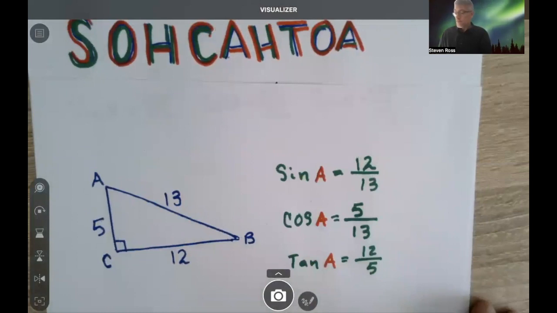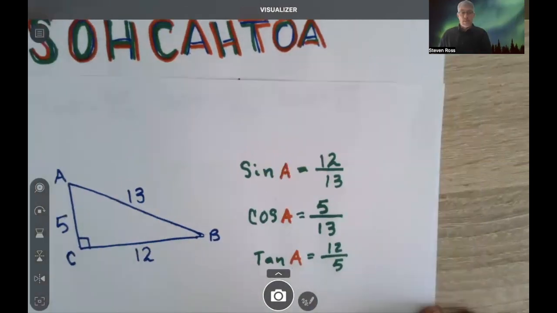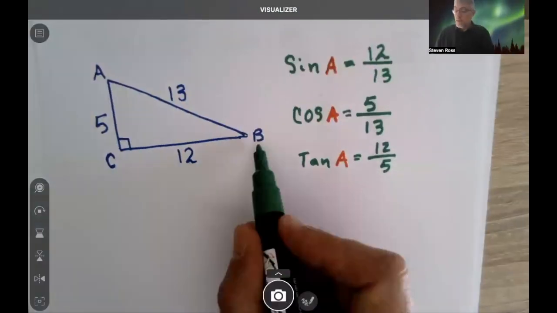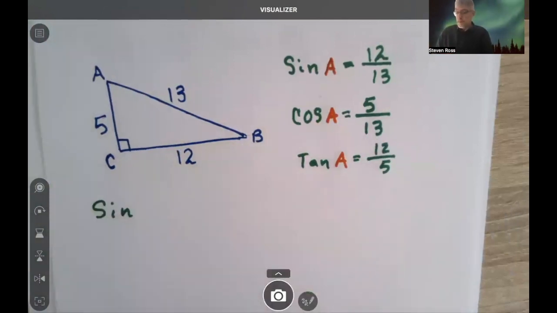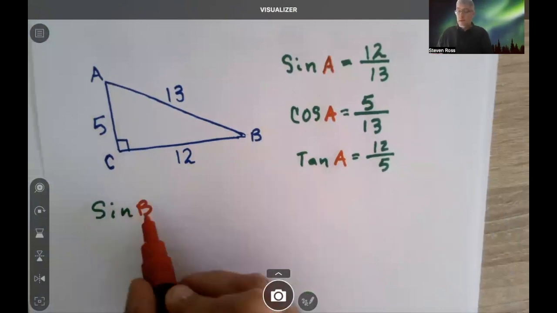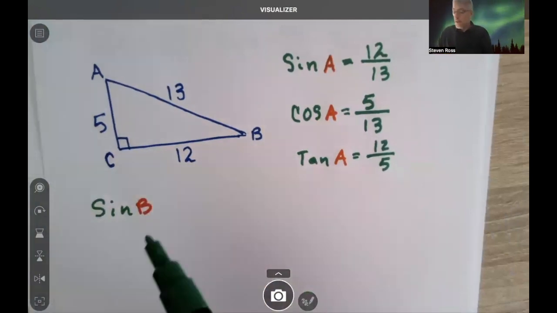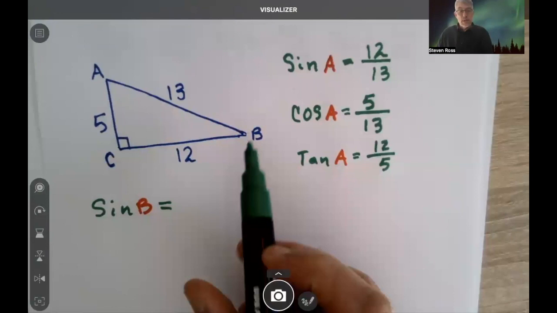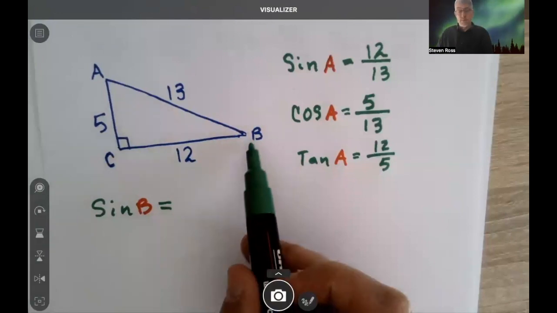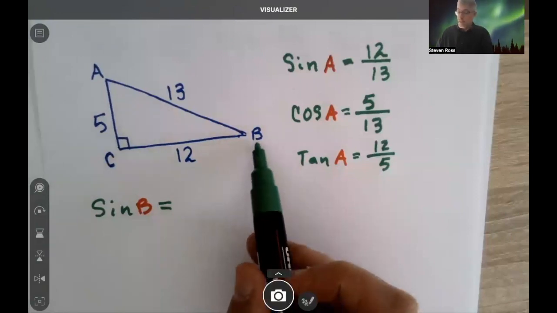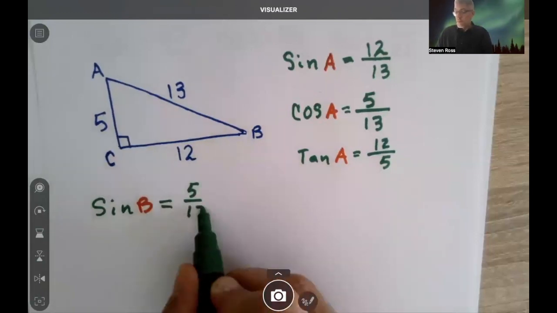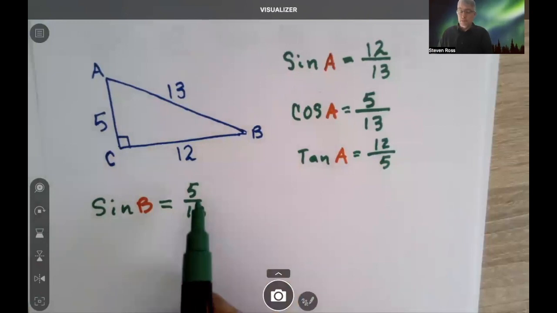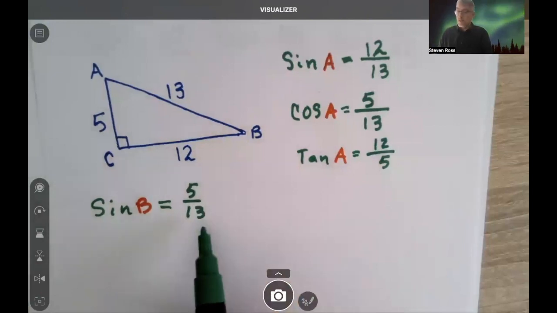Okay, that's for angle A. So what about angle B? I'm going to start with the sine of angle B. And it is always the sine of the angle. Now the relationship has changed because now it's with respect to angle B. Opposite is 5. Hypotenuse is 13. Opposite over hypotenuse, that's sine.